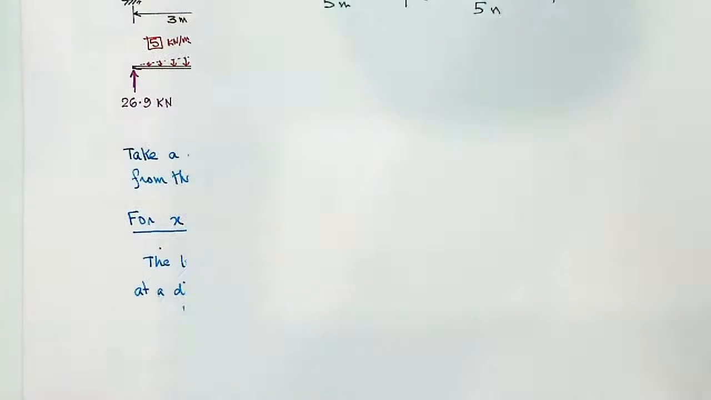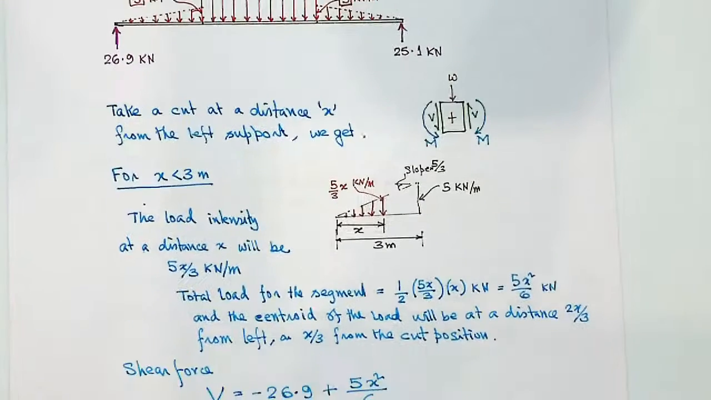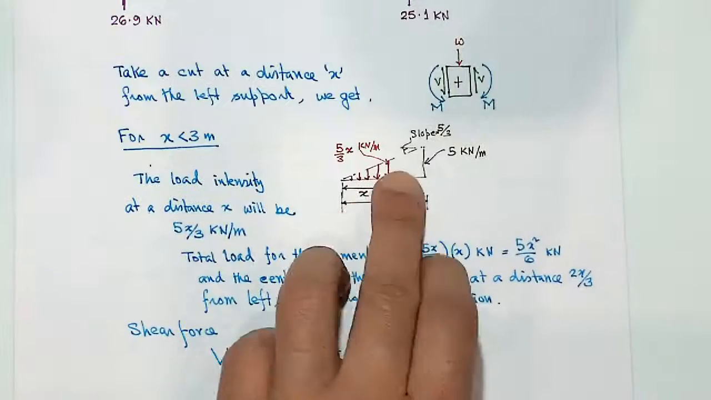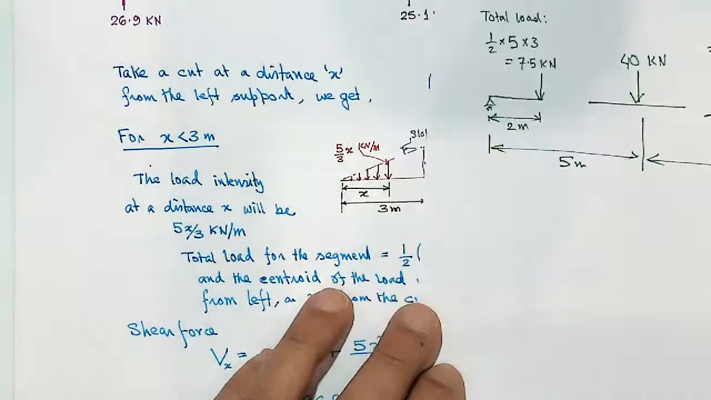Once you know the reaction forces, then you start taking the cut. So if you take a cut at a distance x from the left hand side, where x is less than 3 meter, then the load intensity at a distance x would be 5 over 3 times x.